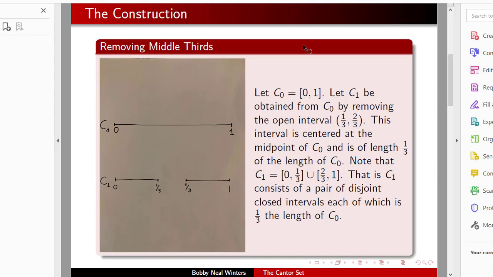We're going to start out, and by notation, we'll let C sub 0 be the closed unit interval. And then C1 will be obtained from C0 by removing an open third. So you can see this down in the picture over here on the left. I've constructed C1 from C0 by removing the middle third of it. Okay. I want you to notice that whereas C0 was one closed interval, C1 consists of two closed intervals, each of which is of length 1/3 as much as C0.